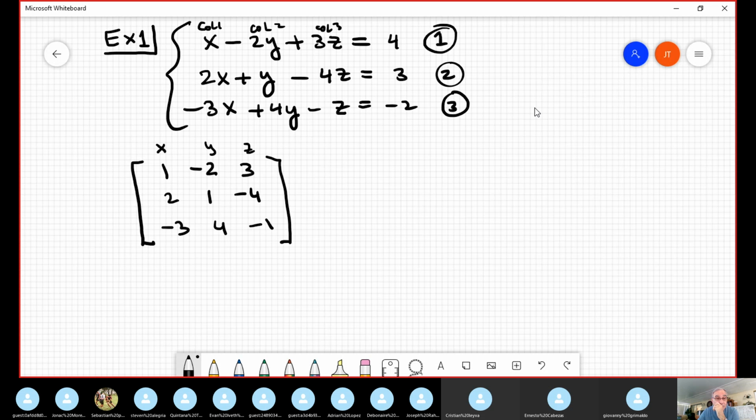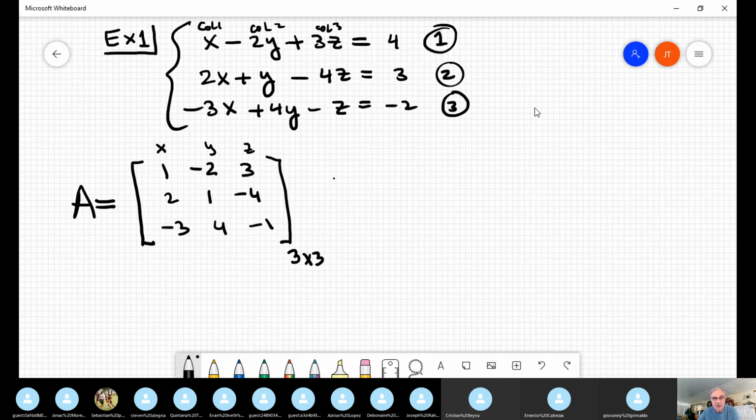Okay, this is the matrix I call capital A. Normally, the notation we use for a matrix is a capital letter. Don't ask me why, because I don't know. I suppose it's because it's a big object that represents the system. And the dimension of this matrix is obviously 3 by 3: 3 rows, and 1, 2, 3 columns. Okay? Another matrix associated with this is capital X.